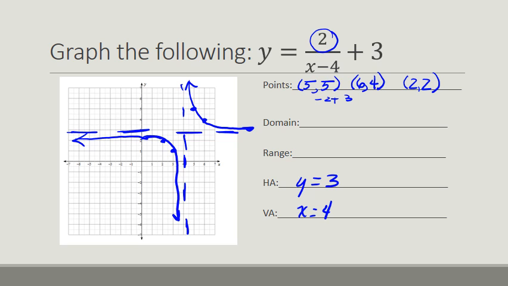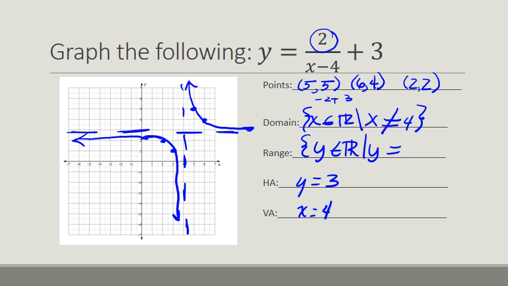Okay, so my domain is x as an element of the reals, such that x does not equal 4. My range is y as an element of the reals, such that y does not equal 3. And so there's my graph.